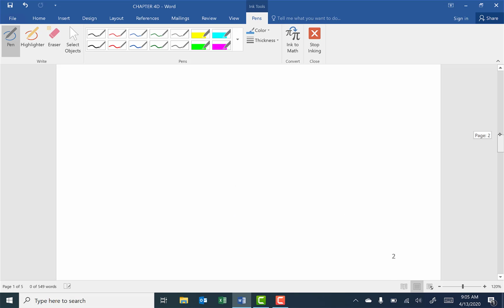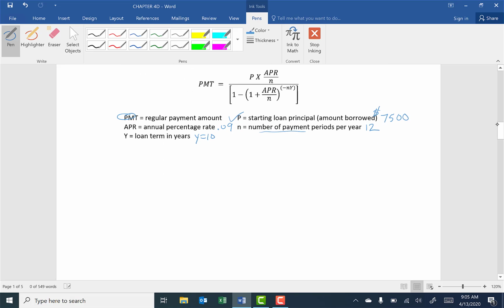So now we've got to fill in our little formula here based on these numbers. So we get payment equals P. What is our loan principal? $7,500 times APR. Our APR is 0.09 over our N, which is 12. And all of that is over 1 minus, in parentheses, 1 plus, again, your APR, 0.09, because we changed it to a decimal, over 12, raised to the negative N. What's N? 12 times Y. What's Y? 10.